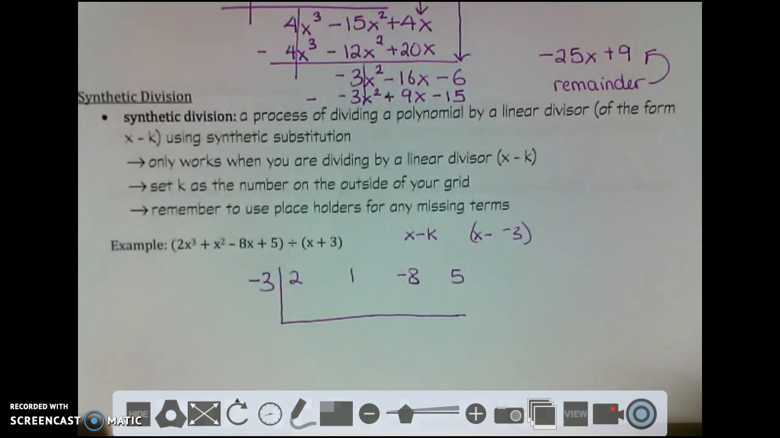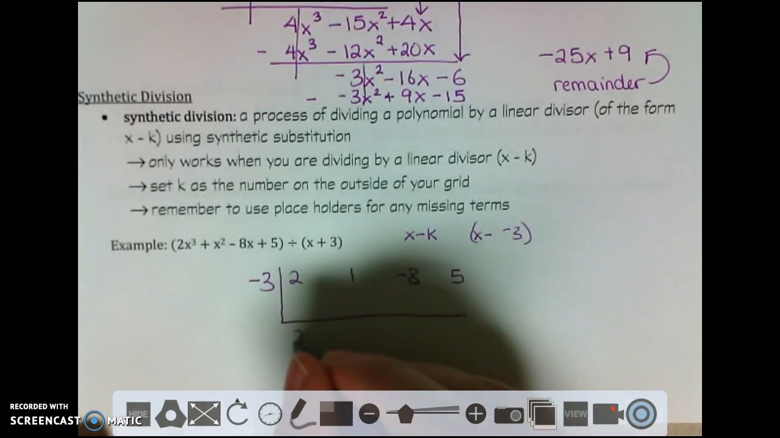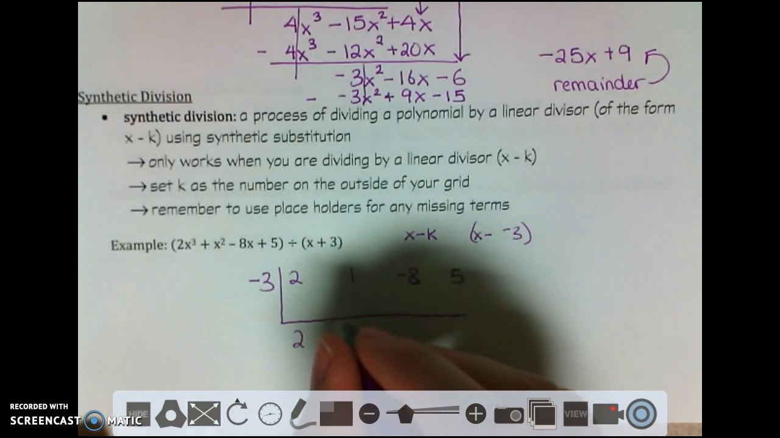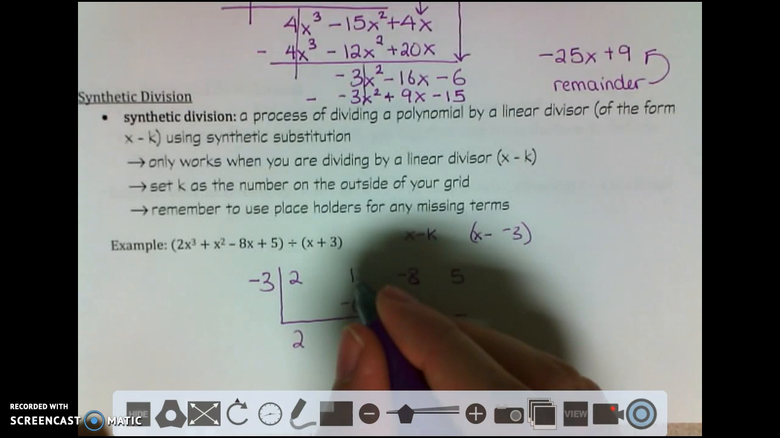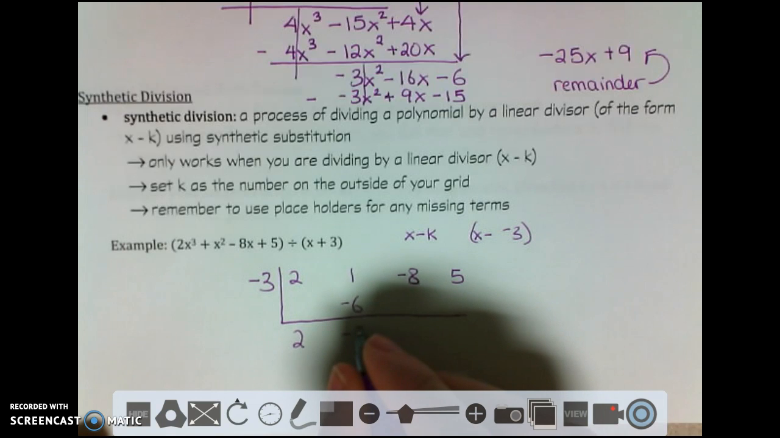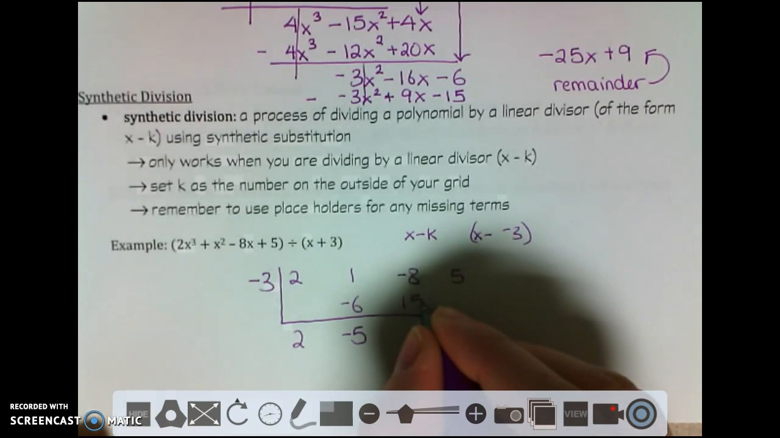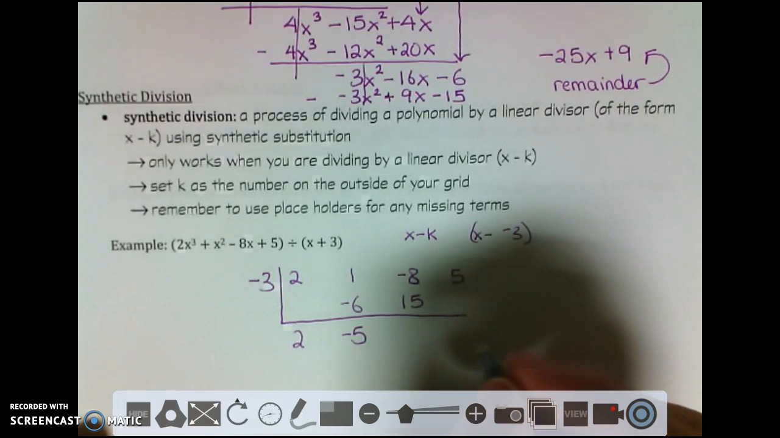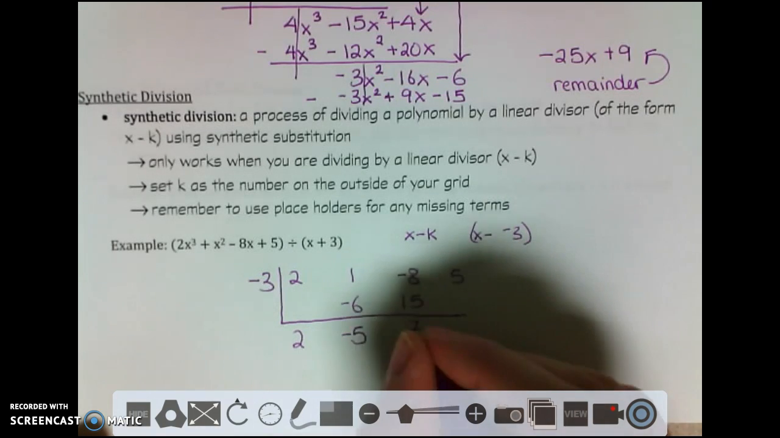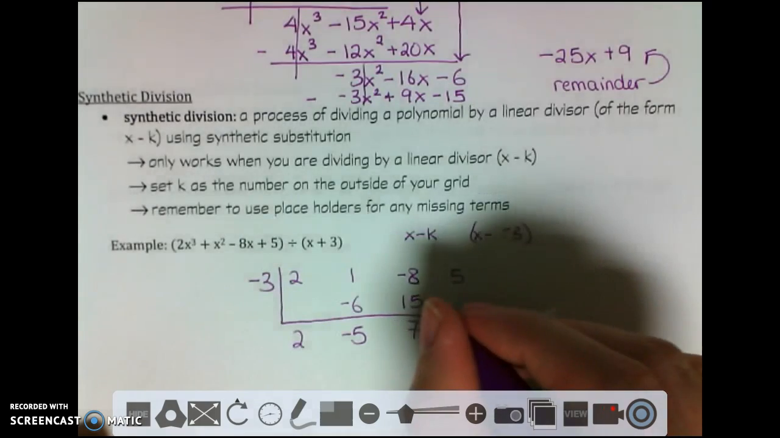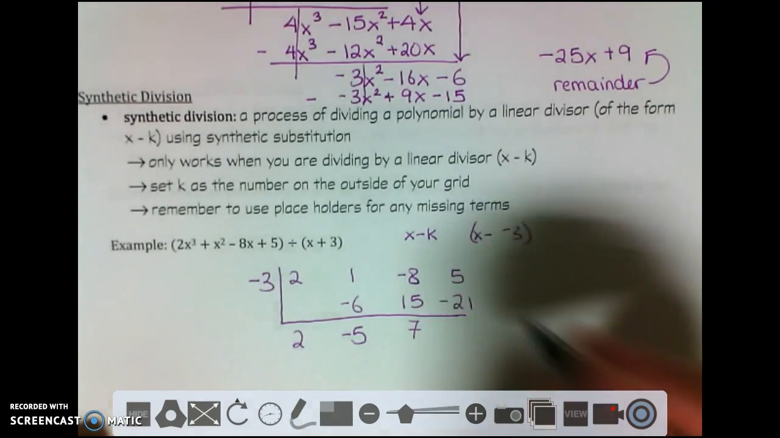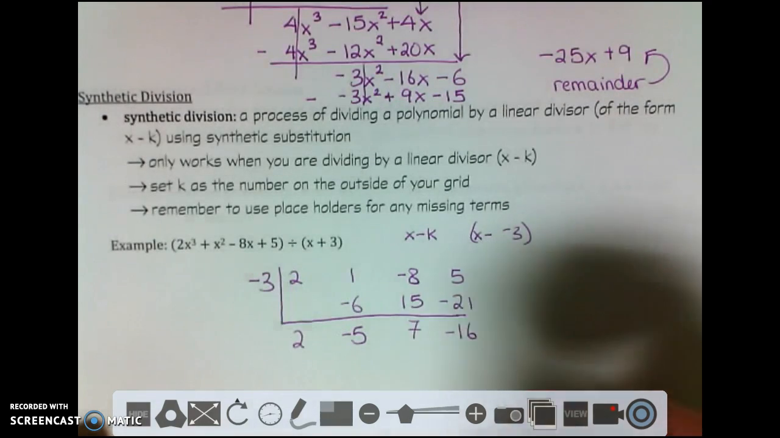And then I just follow my substitution rules. Bring the 2 down. 2 times negative 3 is negative 6. Plus 1 is negative 5. Times negative 3 is a positive 15. Plus negative 8 gives me 7. And 7 times negative 3 is negative 21. Plus a positive 5 is negative 16.